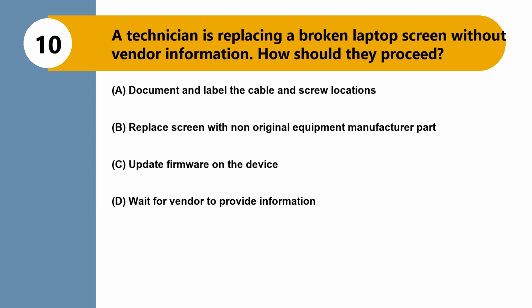Question 10. A technician is replacing a broken laptop screen without vendor information. How should they proceed? Option A. Document and label the cable and screw locations. Option B. Replace screen with non-original equipment manufacturer part. Option C. Update firmware on the device. Option D. Wait for vendor to provide information.